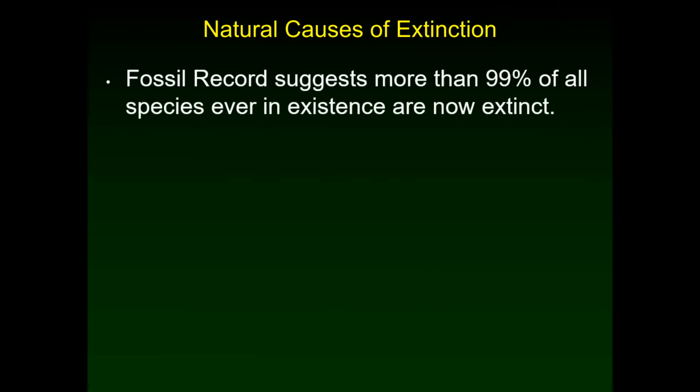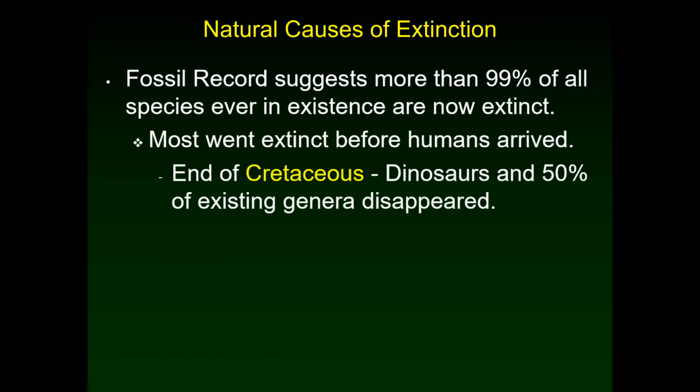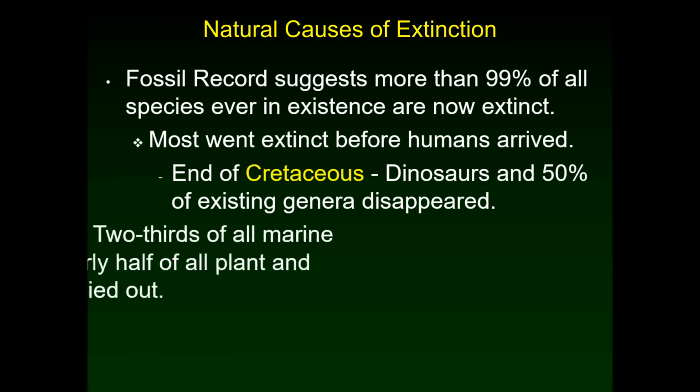Natural causes of extinction. The fossil record suggests more than 99% of all species that have ever existed are now extinct. There's a reason that I don't have a pet T-Rex, and it's because they went extinct. Most went extinct before humans ever arrived. At the end of the Cretaceous, dinosaurs and 50% of all existing genera just disappeared.